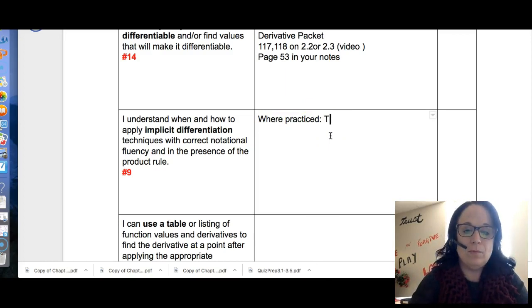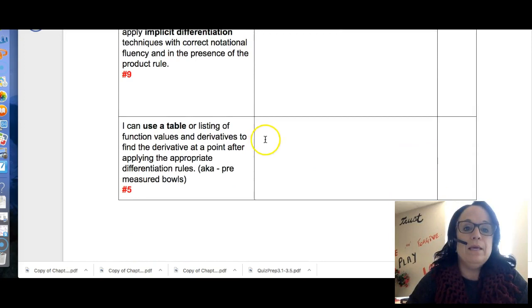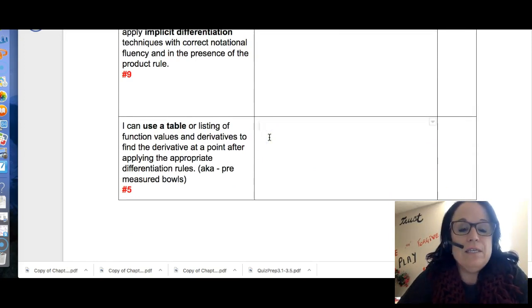Implicit, we're going to wait on that one right now. You'll have to fill that in later on your own. I can use a table or a listing of function values and derivatives to find a derivative at a point after applying appropriate rules. What kind are those?